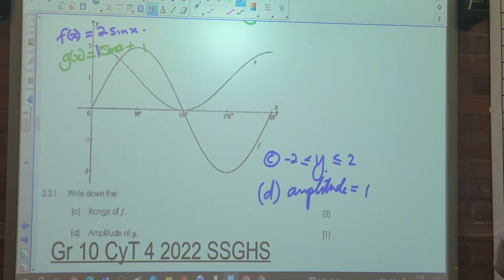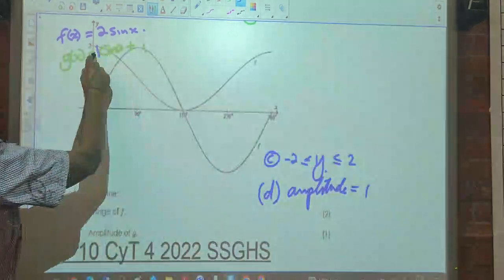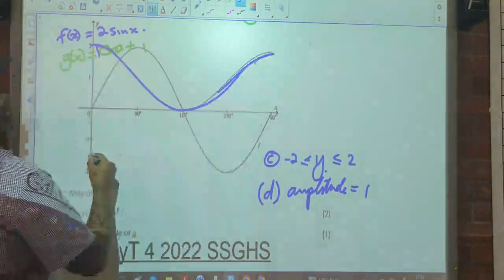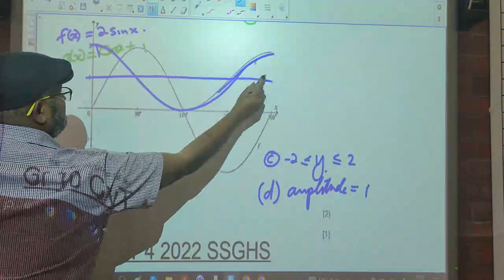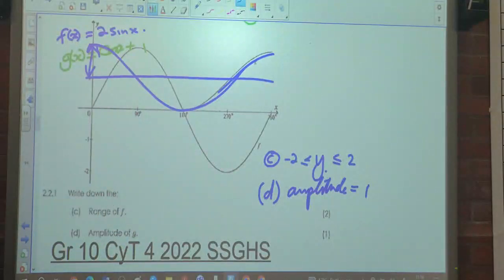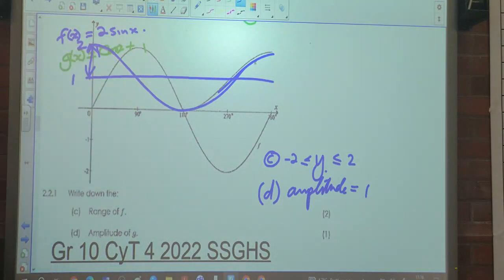Yes, Michael. Sorry? The g graph. If you look at the g graph, it's the cos graph. You see, so this is the graph in question now. Okay. So from the neutral, can you see the middle to the maximum? That is your amplitude. Your neutral is 1, your maximum is 2. So what's the distance between it? 1. That's why the amplitude is 1. Okay.